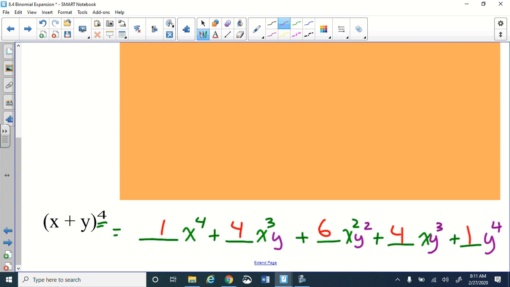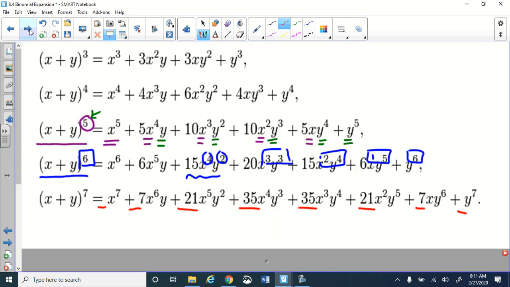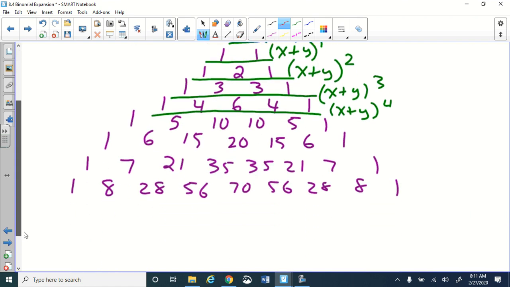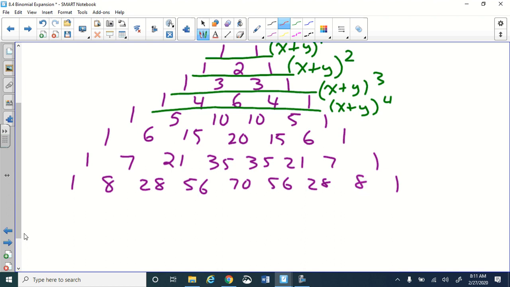Way better than expanding. And so what we're going to do before we stop this video and move on to the next video is we're going to talk about how Pascal's triangle is great, but wonder if somebody asked you to expand x plus y to the 20th power, right?